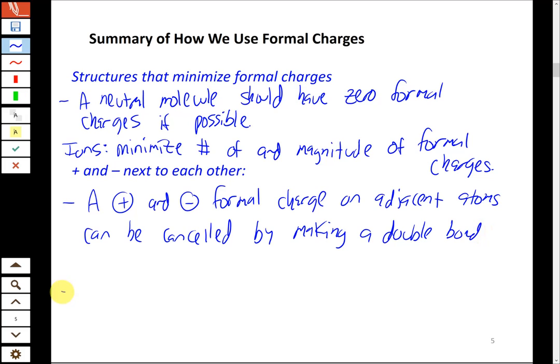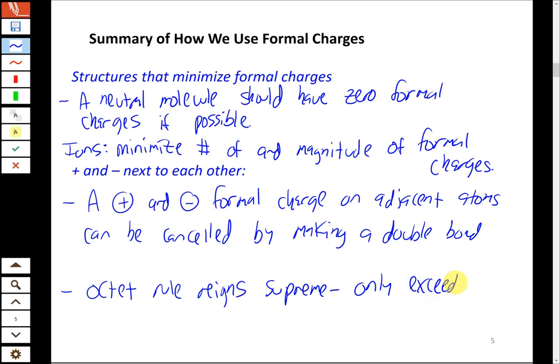But of course, when you're evaluating formal charges, even in the situation where we ask you to consider that, you still have to remember the octet rule. The octet rule always reigns supreme, because if you're going to minimize formal charges, you often would have to expand the octet on the central atom, and you remember you can only exceed the octet rule if the atomic number is greater than 10.